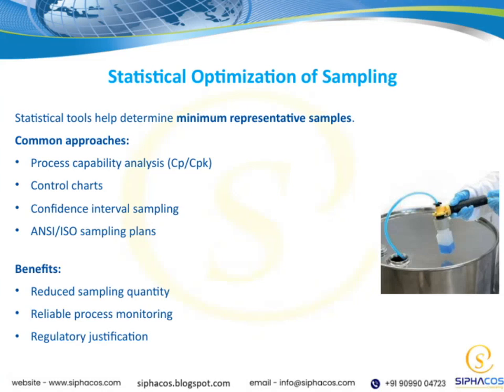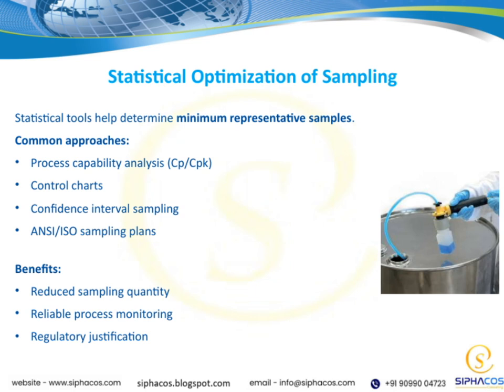Now, let's take a closer look at the statistical optimization of sampling. Essentially, these tools help us determine the smallest number of samples needed to accurately represent a process or a batch. This is crucial because it allows us to be efficient without sacrificing reliability. Some common approaches include process capability analysis, like CP and CPK, which help us understand how well a process meets specifications. Control charts are also vital. They enable us to monitor process stability over time and detect any variations that might need attention.